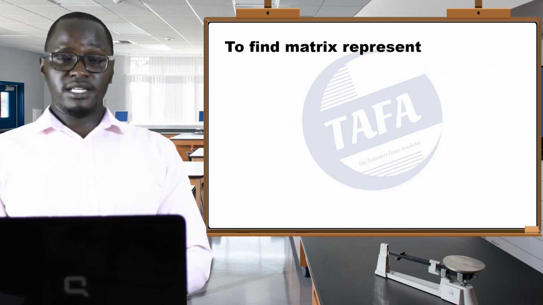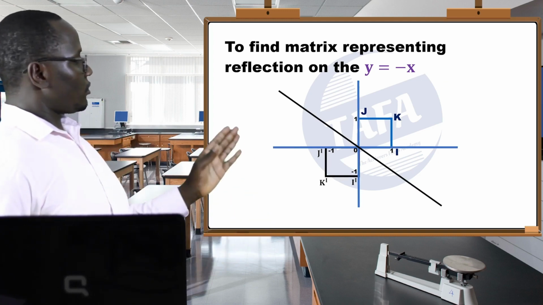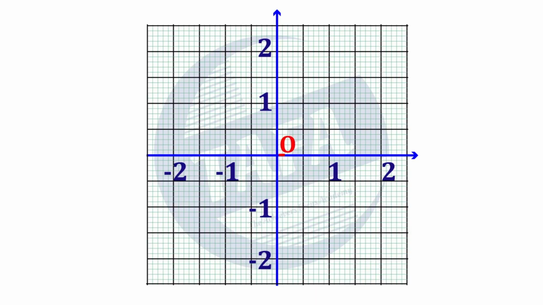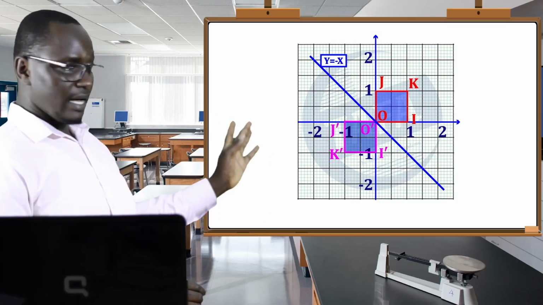Find the matrix representing a reflection on the line y is equal to x. Again, we are going to draw the unit square OIKJ like that. Then we draw the line y is equal to x. Then we are going to reflect on that line. Now to reflect on the line, we did reflection in form 2. So when you reflect point I, I prime is going to be at (0, -1) as shown. Then we find J prime at (-1, 0) as shown on the diagram.